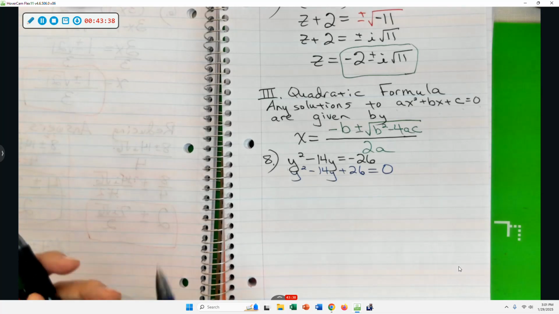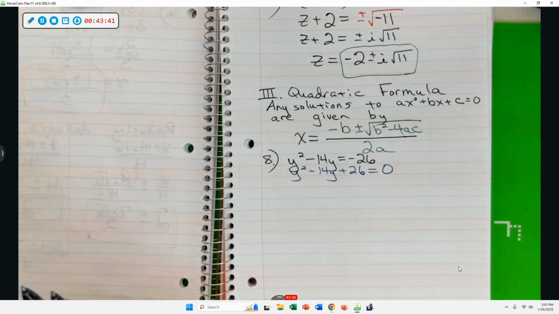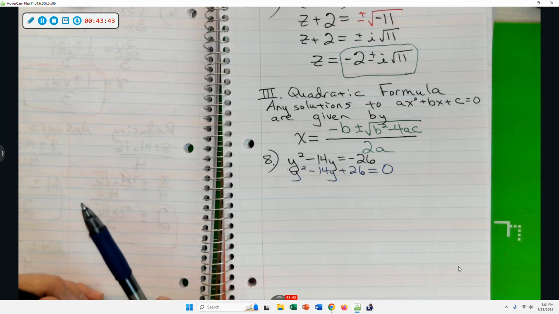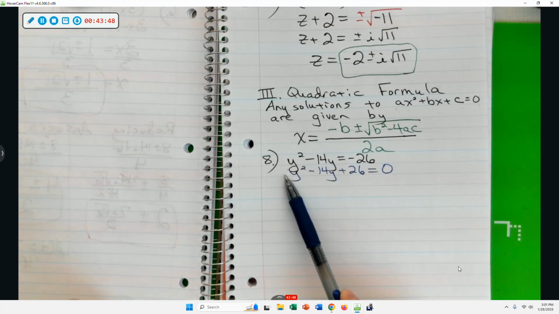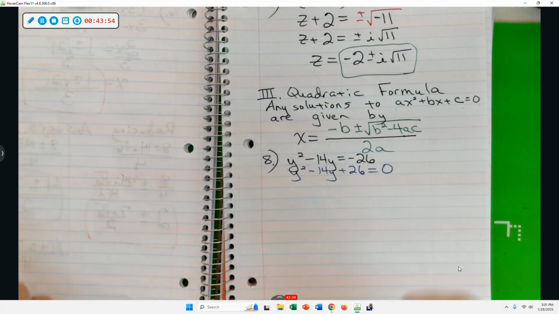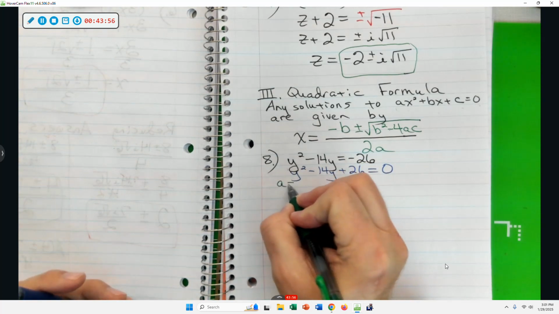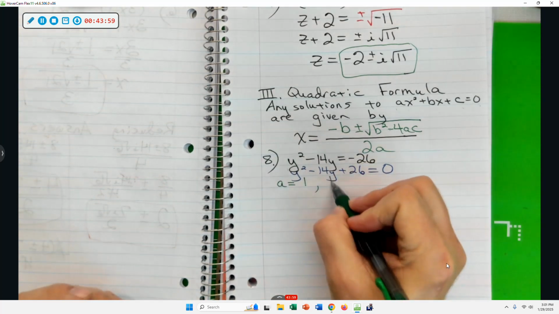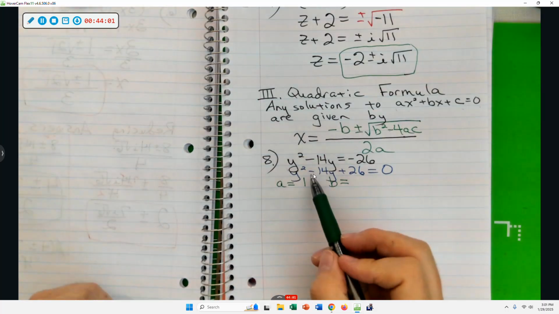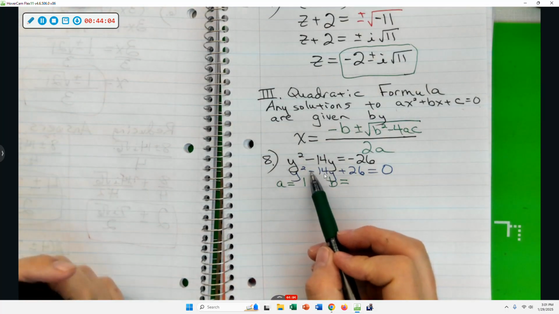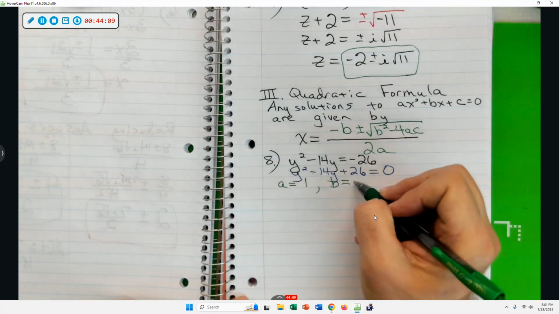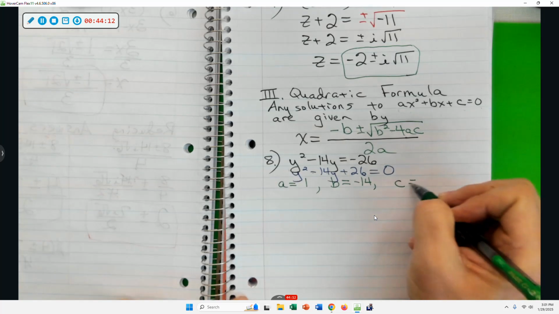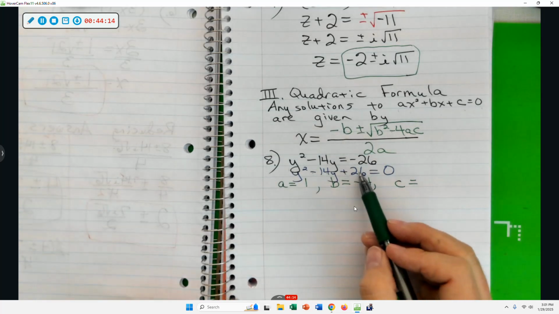And now we're going to identify a, b, and c. I always have people saying a is y squared. No. A is the coefficient on the variable. I don't see a number in front of y squared, so what do we assume the coefficient is? 1. Our a value is 1. What's our b value? Realize that minus is the sign on that coefficient. The b value is negative 14. And what is c? A positive 26.